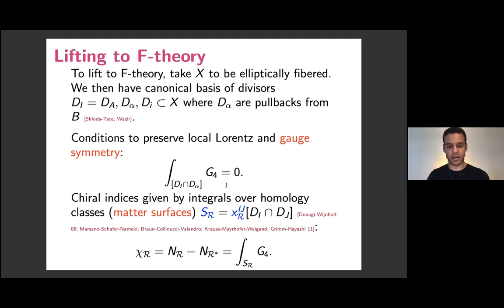So these are the conditions right here. And in terms of the structure of these so-called vertical classes, we can think of the chiral indices as being given by integrals of G4 over a special subset of these homology classes, which are called matter surfaces. And they can be given by some appropriate linear expansion in the basis of (2,2) cycles. So the chiral index ultimately will be specified as some integral of G4 over the special subset of cycles.